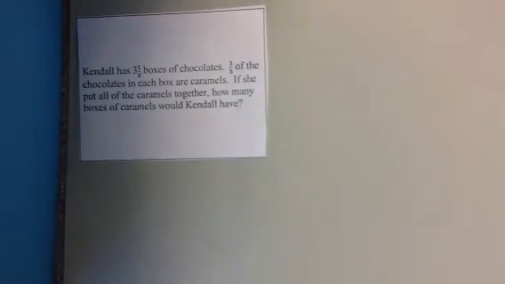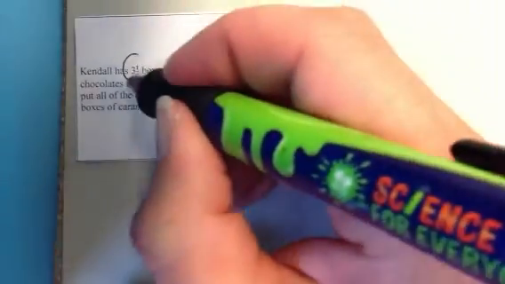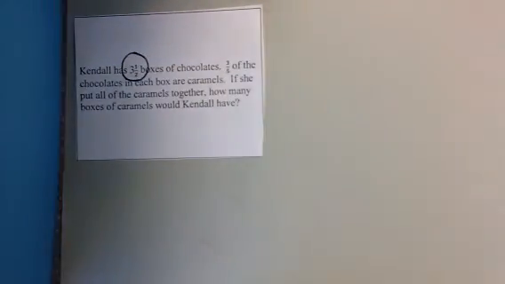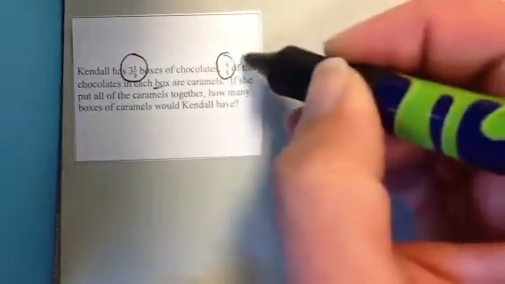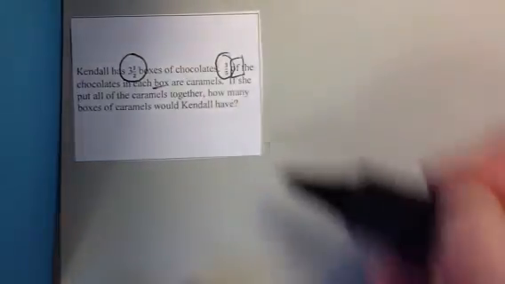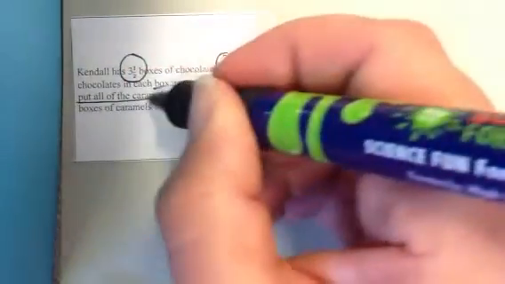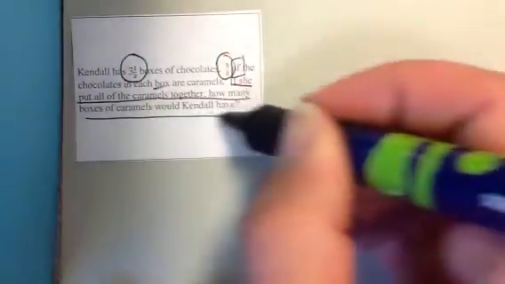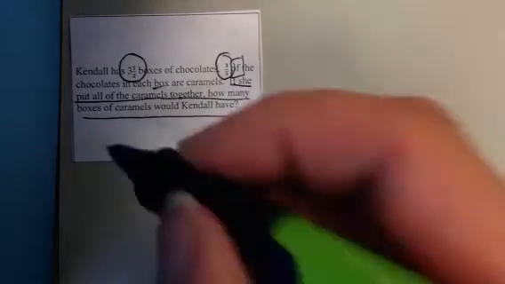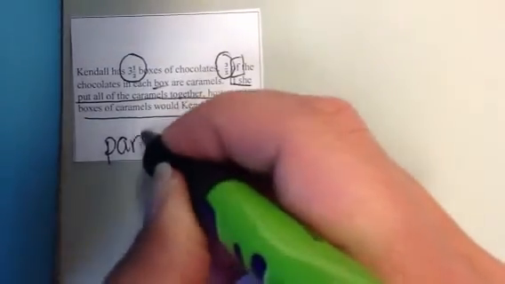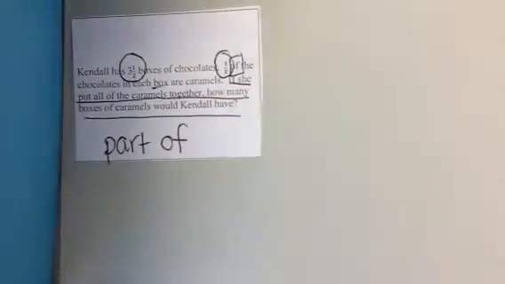Last one should be Kendall, who has 3.5 boxes of chocolates. 3/5 of those chocolates in the box, so 3/5 of these boxes are caramels. If she puts all of them together, how many boxes of chocolates? I'm not going to add 3.5 boxes plus 3/5 of a part. That doesn't work. I can only add boxes and boxes together. I'm saying I have part of something. Part of, there it is again. That means multiplication.